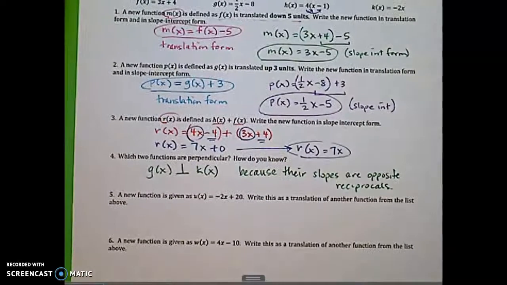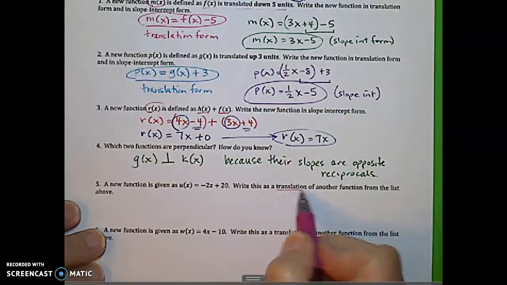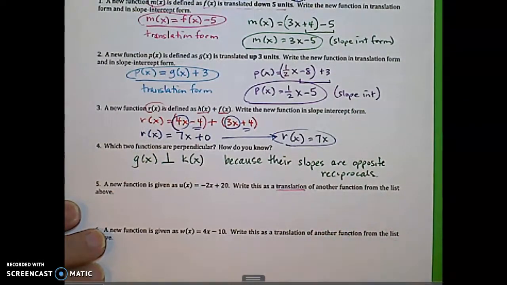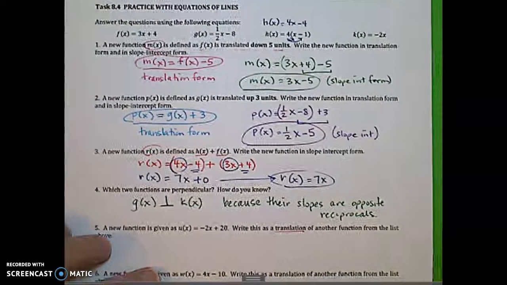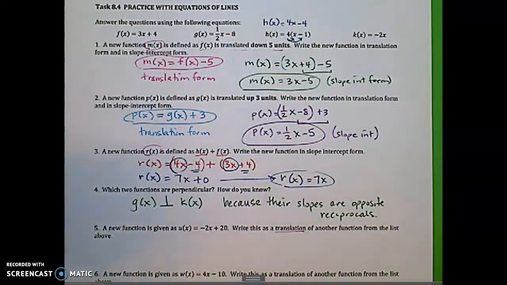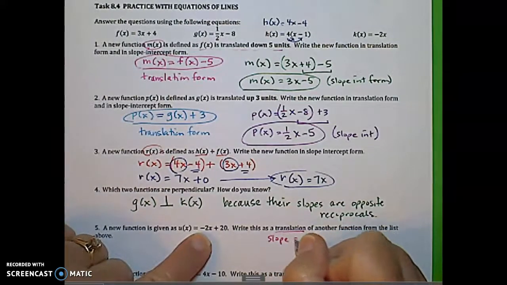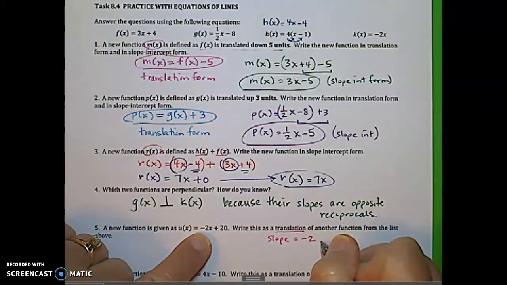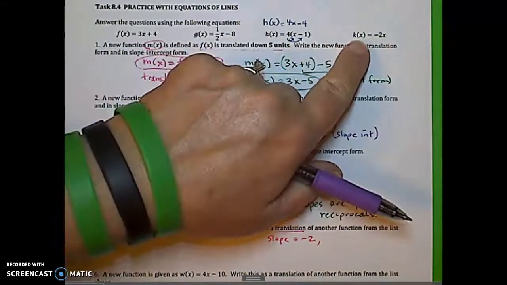Alright, we have another new function. Another new function has some information about it. U of x equals 2x minus 20. Write this as a translation of another function from the list above. Okay, so u of x is a whole new function, and it's a translation of one of these. Well, we know a translation has to have the same slope. So the slope I need is negative 2. The only other function with a slope of negative 2 is k of x.